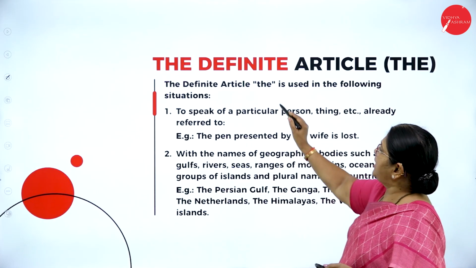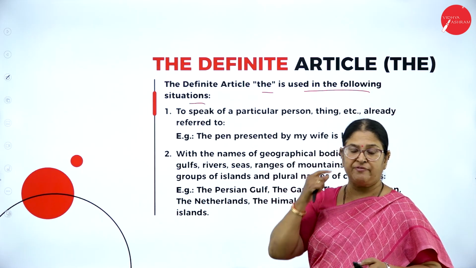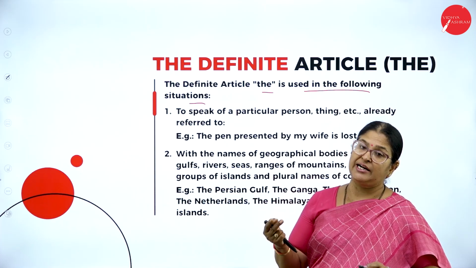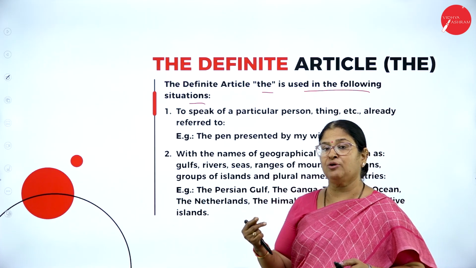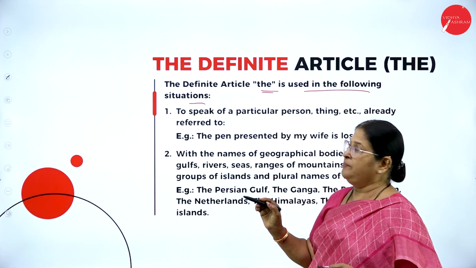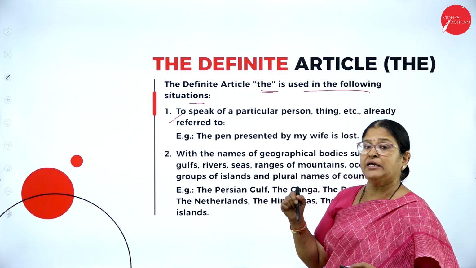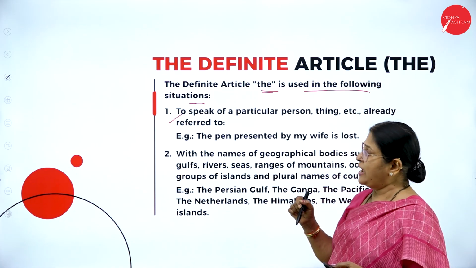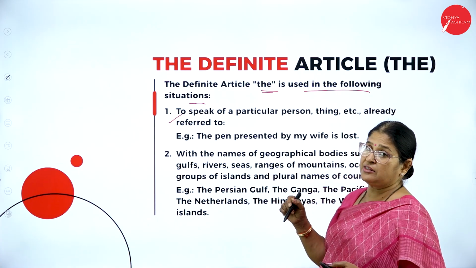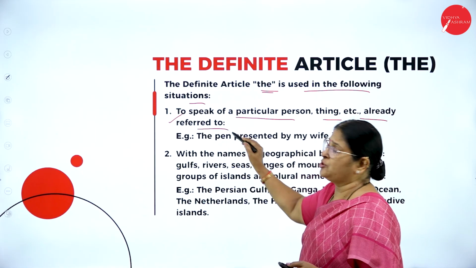Next, the definite article the is used in the following situations. So what are the articles we have studied, and what are the types of articles? Two types, indefinite article and definite article. The indefinite article includes a or an, and the definite article includes the. We have got to know the situations where we use the indefinite articles a or an. Next, what is the situation where we use the definite article the to speak of a particular person, thing, etc. already referred to?